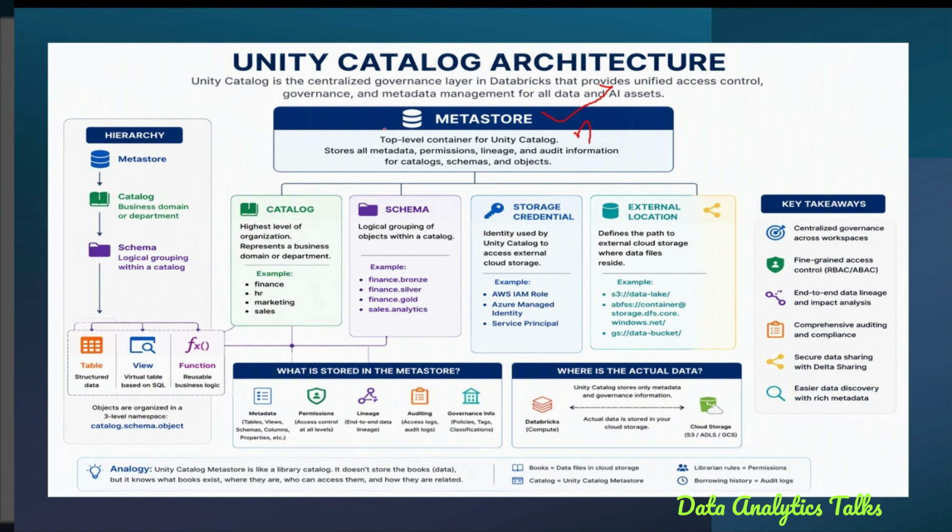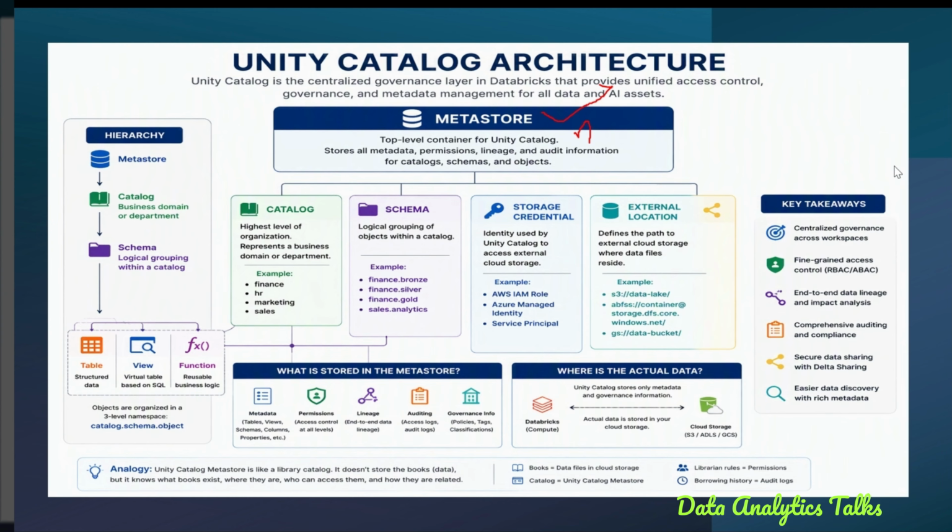It stores all the metadata, permissions, lineage, and audit information for catalog, schema, and objects. So in the Unity Catalog, you will find catalog, schema, and various objects. But metadata about these catalog, schema, objects are stored in the Metastore. You know what is a metadata? It's data about the data, not the actual data. Very much important to remember that.